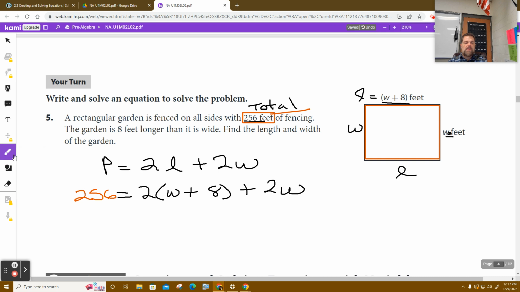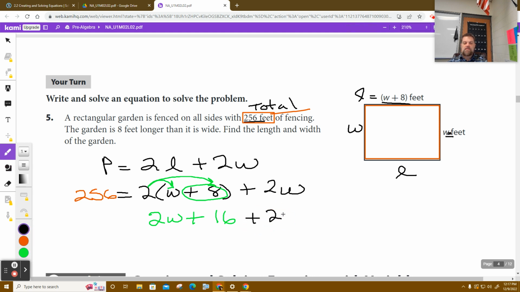So now what I want to do to solve this is distribute the 2 through the parentheses. So 2 times W is what? 2W. 2 times a positive 8, and you really got to think about if that's positive or negative. What is that? Positive 16. Now the reason I'm saying it that way, it helps me get the right sign right here. And then over here I just have plus 2W. And all of that is equal to the perimeter of 256.